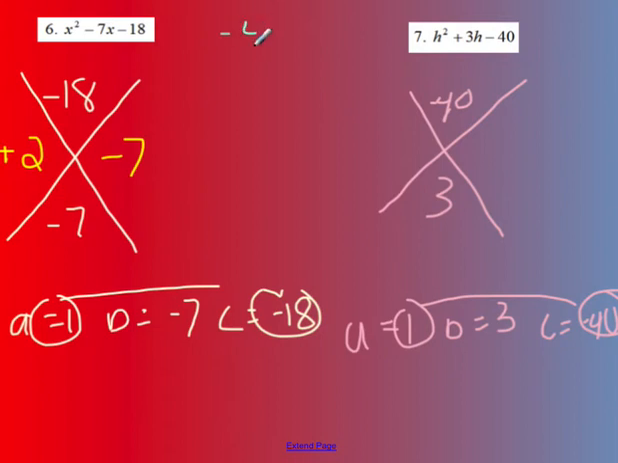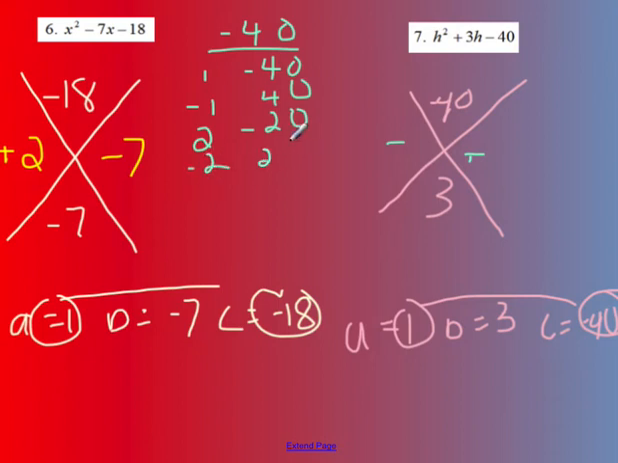So we're multiplying to a negative 40, which means we have a negative and a positive in our factors. So we have 1 and negative 40, negative 1 and 40, 2 and negative 20, negative 2 and 20. 3 isn't going to work. I have 4 and negative 10, negative 4 and 10. I also have 5 and negative 8, and negative 5 and 8.